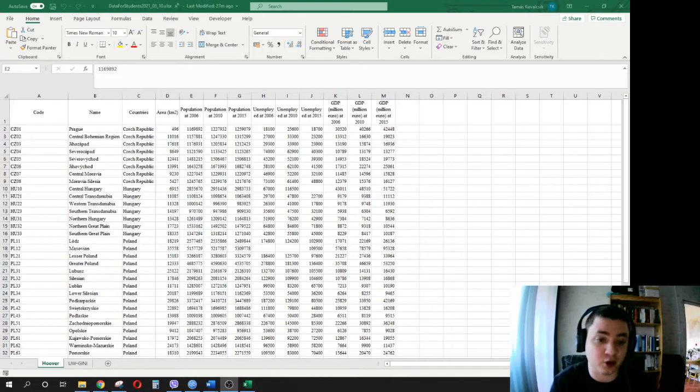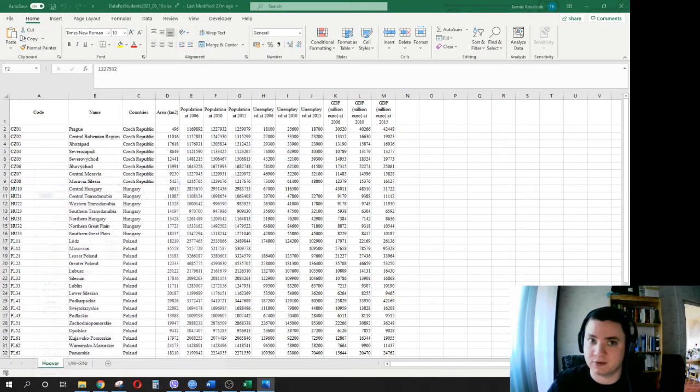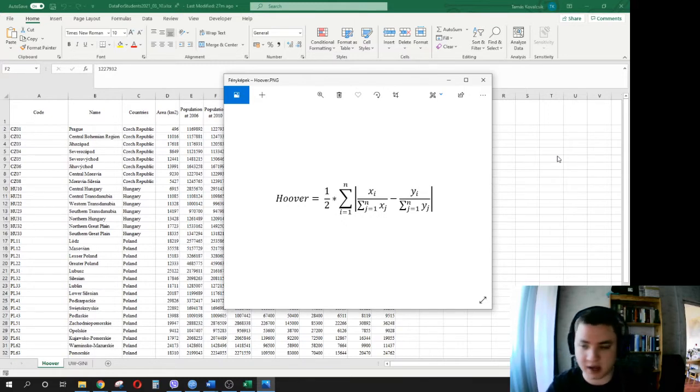But before that, I'm going to introduce the Hoover index and the unweighted GINI index, and first I will show you the formula for the Hoover and unweighted GINI as well. The Hoover is sometimes called the Robin Hood index as well, because we can calculate it for two variables.